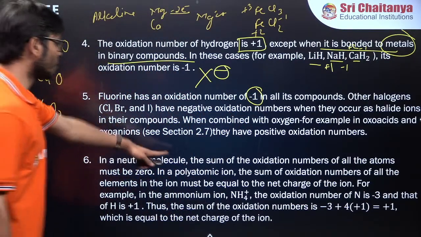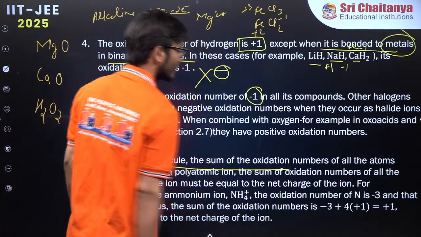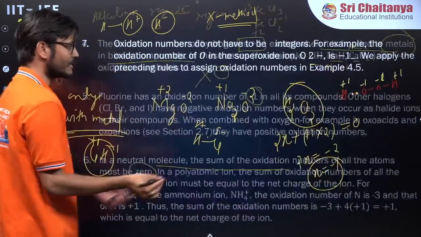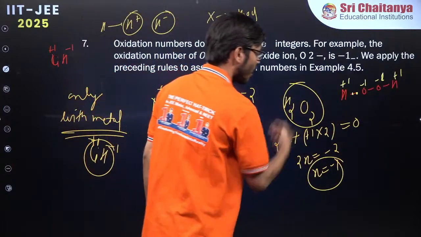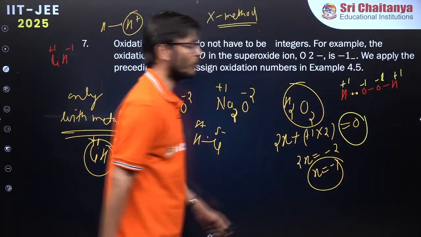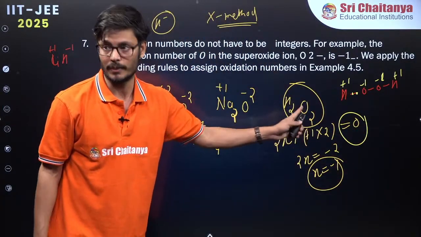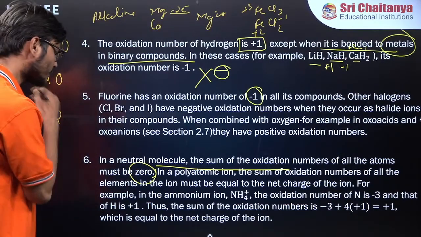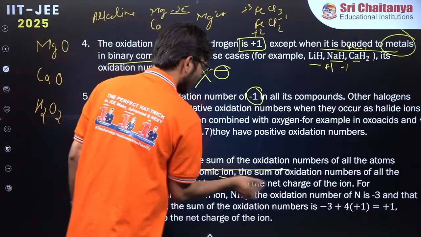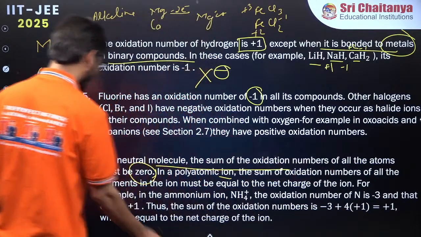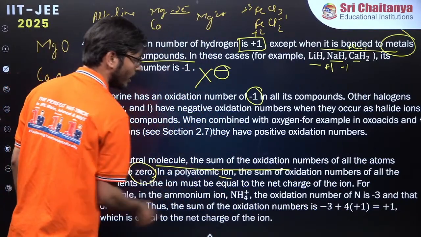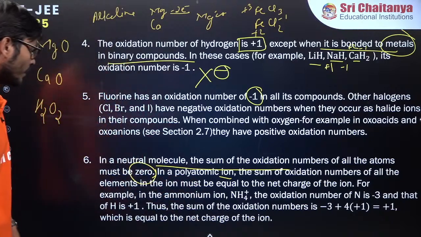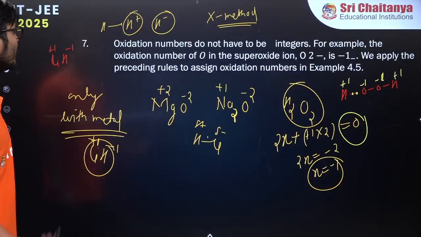In a neutral molecule, the sum of the oxidation numbers of all the atoms must be 0. And that is how I have done this. You see, the sum of oxidation numbers should be equal to 0 because the compound is a neutral compound. Okay? In a polyatomic ion, the sum of the oxidation numbers of all the elements in the ion must be equal to the net charge of the ion. Okay, I'll explain this concept to you. Now let me come to this.